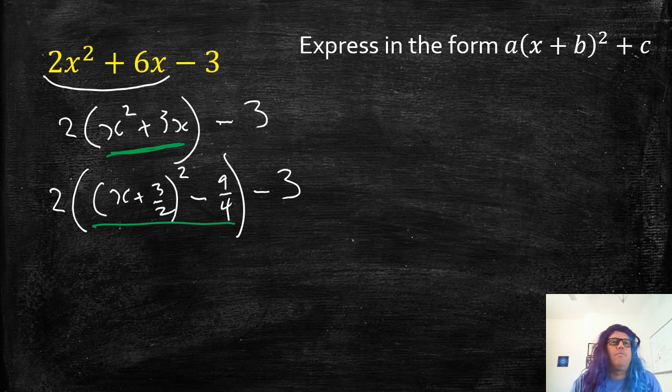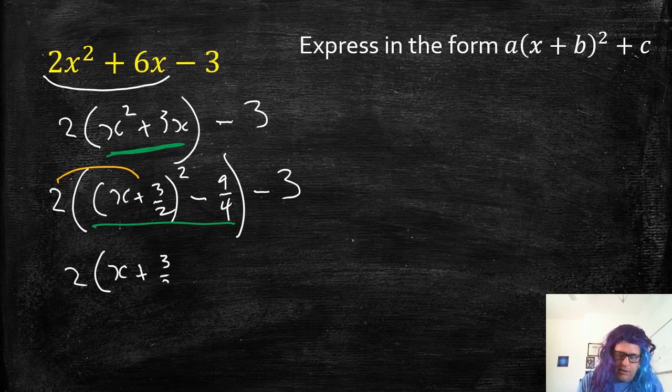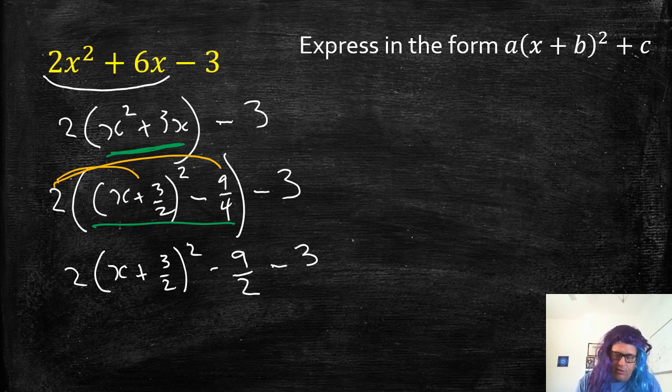Okay, now I need to multiply out. I've got too many brackets there. I need to multiply out. So 2 times that is going to be 2 times (x plus 3 over 2) squared. Then I have to do 2 times minus 9 over 4. The 2 and the 4 cancel. That's going to give me minus 9 over 2. And then I still have my minus 3 out there.